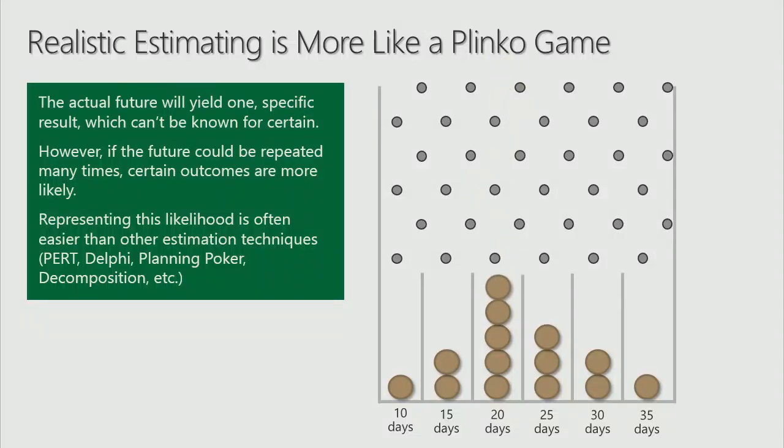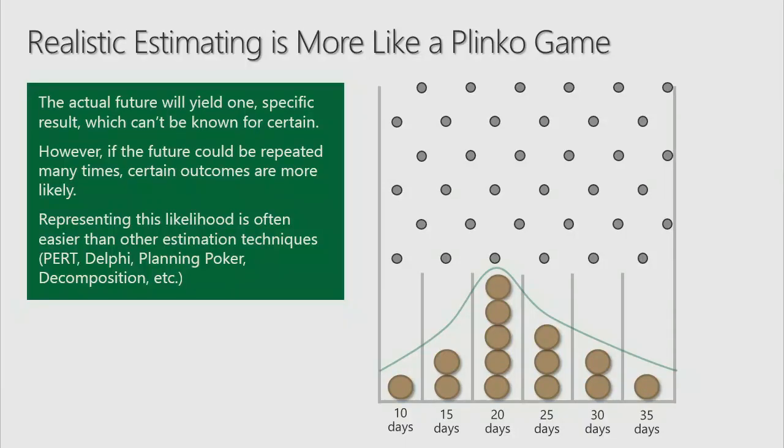So if I drop my Plinko chip, I'm going to start seeing how it falls, and I'm going to start seeing a range. Now, we could assume for this example, I'm looking at maybe a key phase. And it's kind of wide, but I could say, well, optimistically, it could take as little as 10 days, maybe up to 35 days. Most of the time, it takes 20 days. And that is realistic estimating. And in a lot of ways, that's really quite a bit easier than getting estimates out of people.